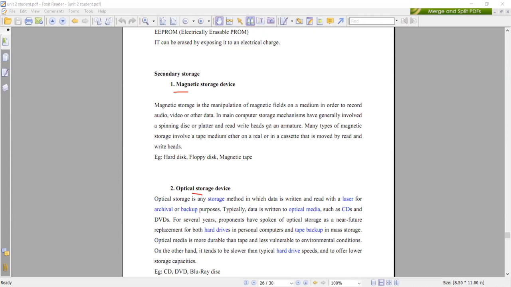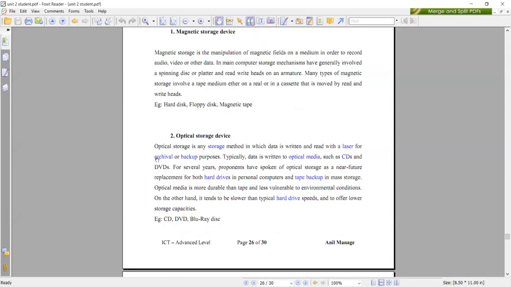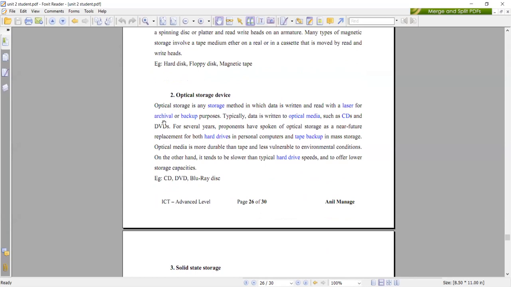That means in the earlier hard disks and all that, we had these platters and disks. They are rotating, with the head going forward and backward. So that's how they manipulate these magnetic fields to store data. Many types of magnetic storage involve a tape medium on a reel or in a cassette that is moved by a read and write head. So hard disk, floppy disk, magnetic tapes are there. So they are using magnetic storage and magnetic fields.